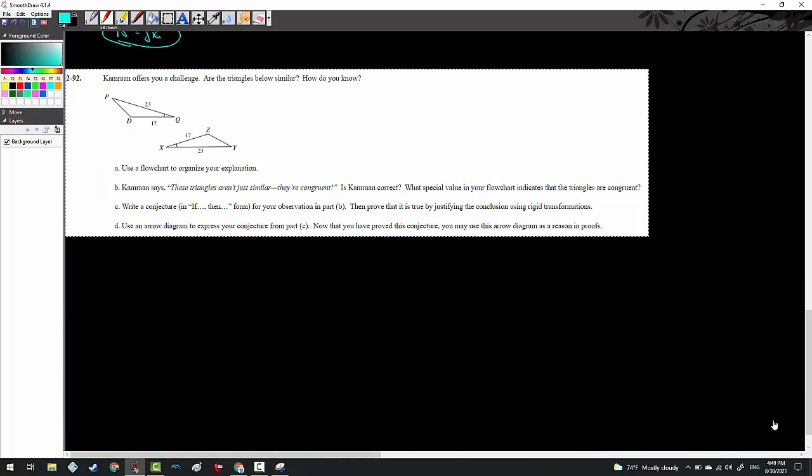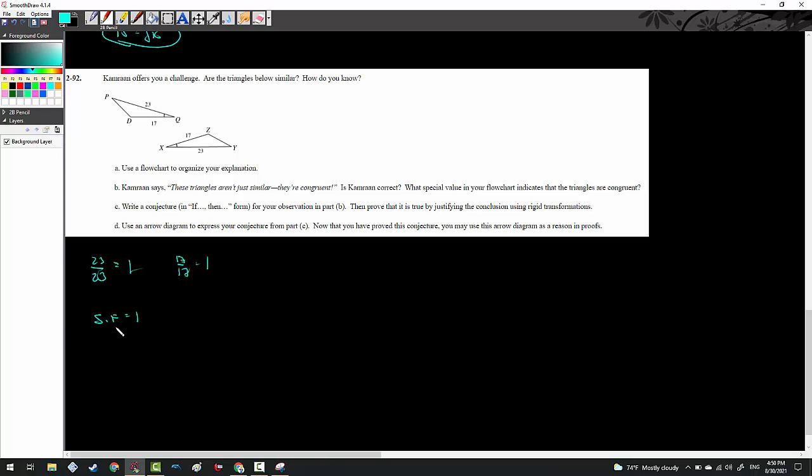And we are here for the last problem. It says Kamran offers you a challenge. Are the triangles below similar, and how do you know? So we're going to use a flowchart to organize the explanation. What I'll do is find the scale factor, so I'll compare corresponding sides. I'll say 23 over 23, because ZXY is the same thing as PDQ flipped over. So that's 1. And then 17 over 17, well, that's equal to 1, which means my scale factor is 1.